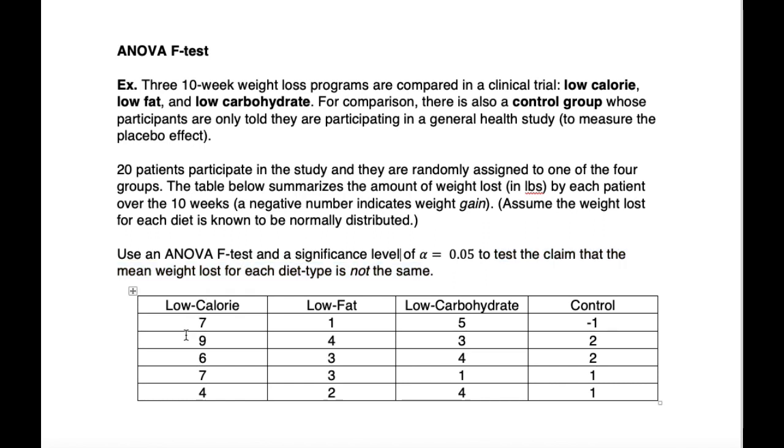Okay, so here you can see our data. In the first column, you'll see the first sample, and this is for low-calorie diets. So the first person lost 7 pounds, the second person lost 9 pounds, and so on. Then we see the second sample, and this is for the low-fat diet. And here you see 1 pound was lost by the first person in the sample, etc. Low carbohydrate is sample 3 with our 5 patients, and then we have the control, and you can see there was one person who gained 1 pound.